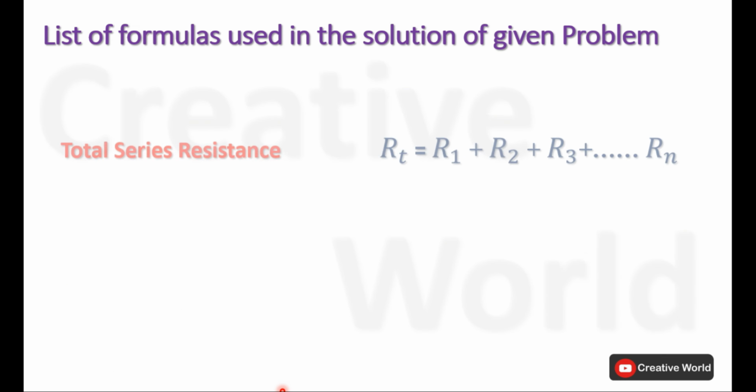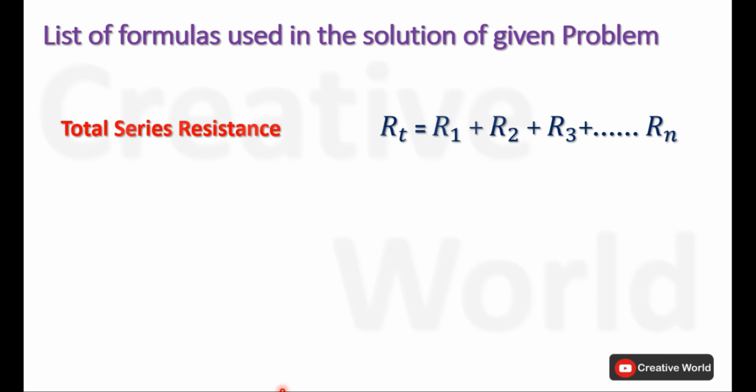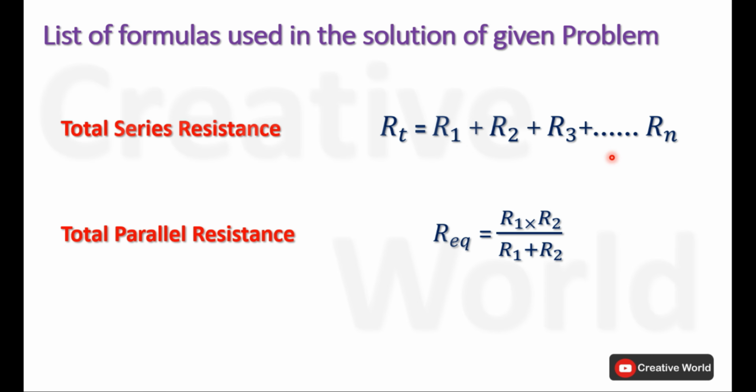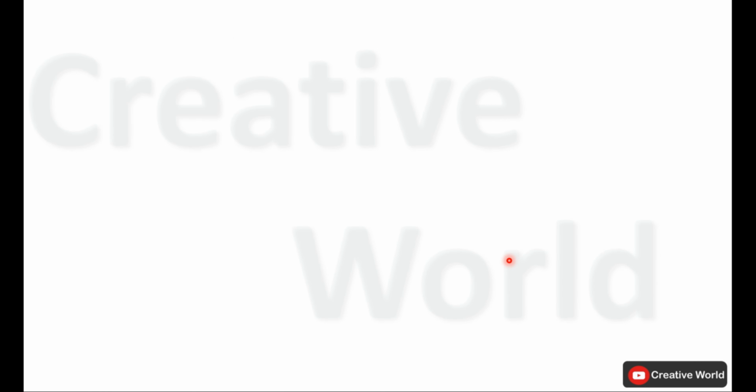While solving this problem, we will be using the total series resistance calculation formula. R equivalent of a series connection is calculated by taking the sum of all resistances connected in series. We will also be using the parallel equivalent resistance formula of two parallel connected resistances. R equivalent of two parallel connected resistances is calculated by taking the product of both resistances divided by their sum. Now move towards the problem.